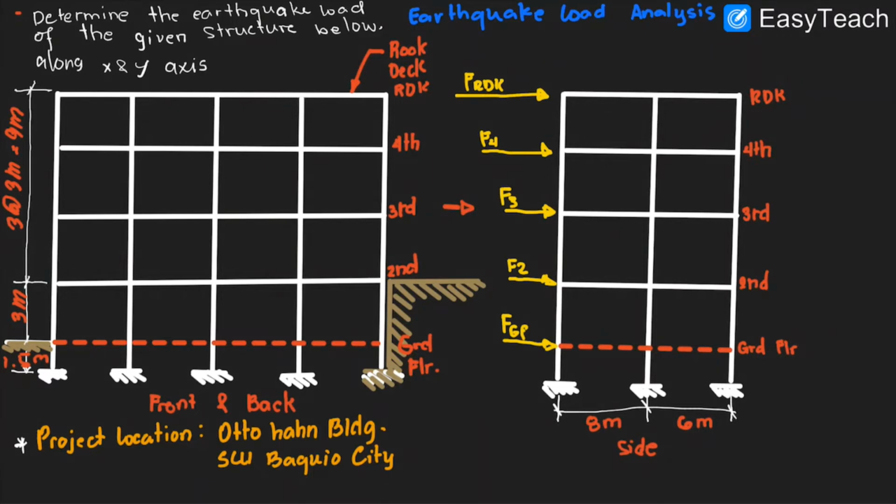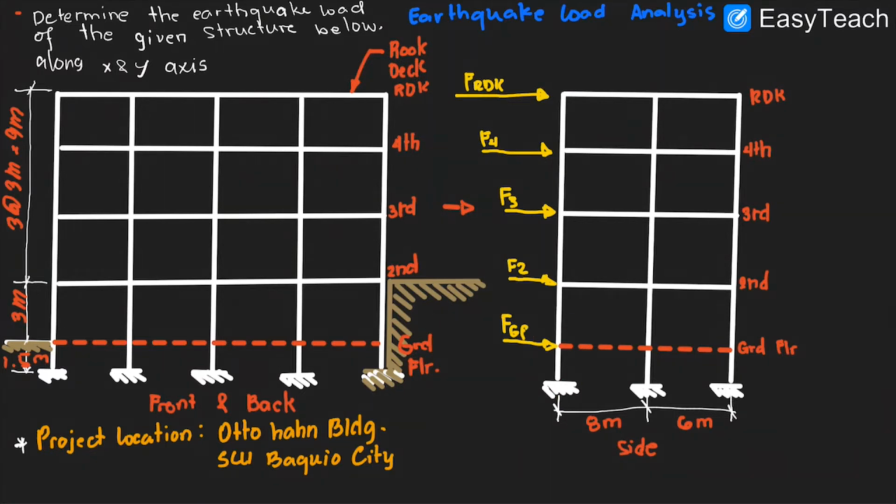You have now to identify the lateral forces due to an earthquake at a specific importance factor and a specific zoning location. Given our front and back section as well as the side elevation of our structure, we have 4 floors: ground floor, 2nd, 3rd, 4th, and a roof deck. Each floor has a height of 3 meters and the depth of the foundation from the ground floor is 1.5 meters. So we need now to identify the lateral force on the roof deck, 4th floor, 3rd floor, 2nd floor, and ground floor.